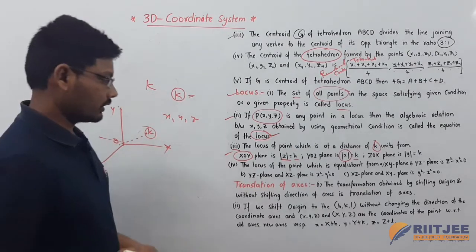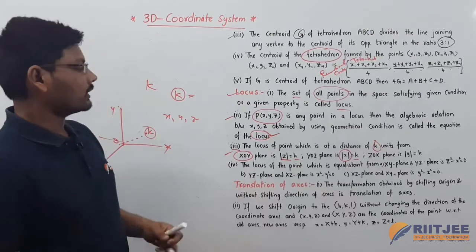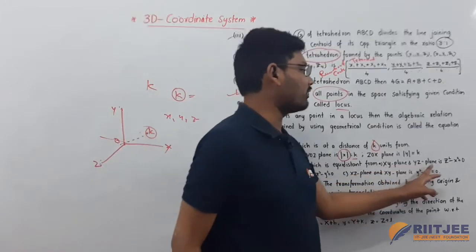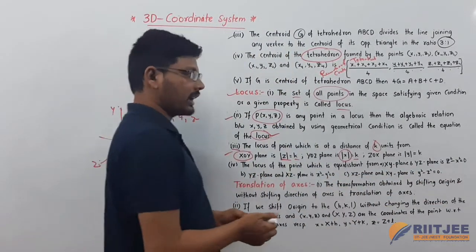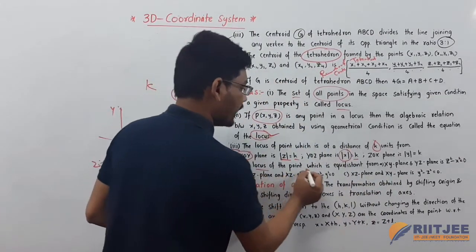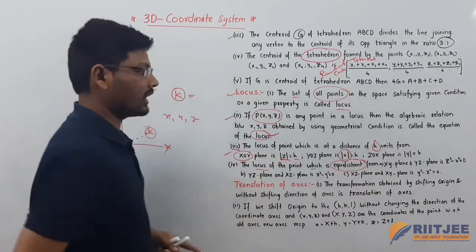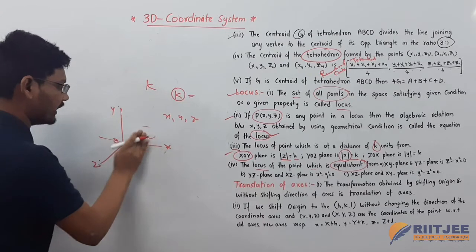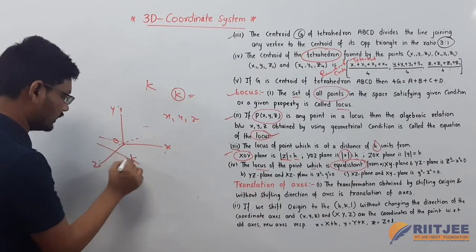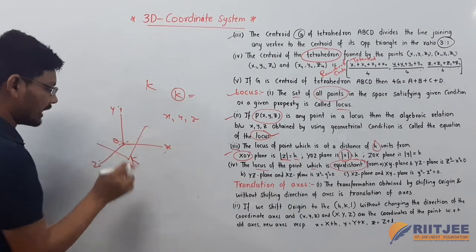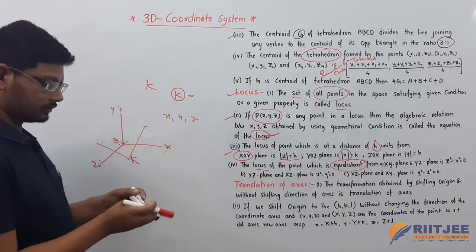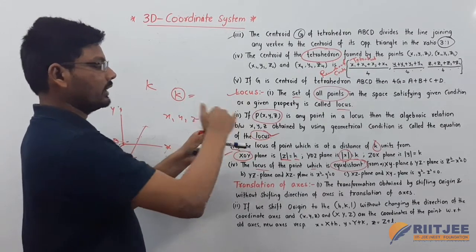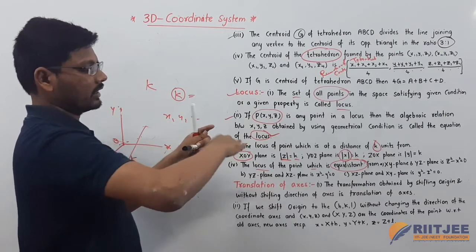The next point is the locus of the point which is equidistant from the xy plane and the yz plane. This is the condition to remember. Here, how many planes are there? Three planes. This is x, y, z. This is the xy plane, this is the yz plane, this is the xz plane. Here three planes are there.